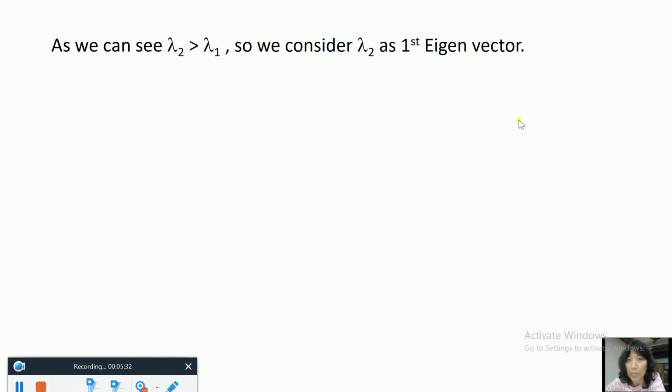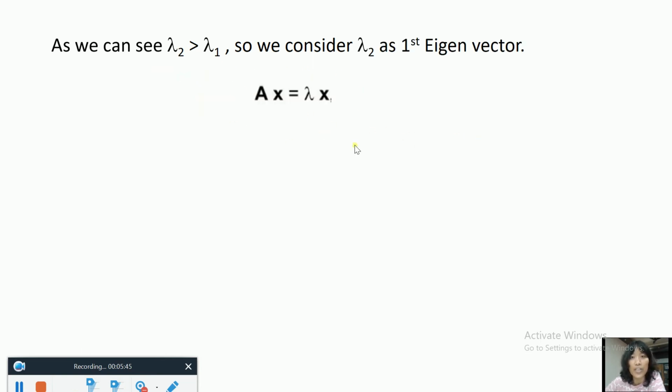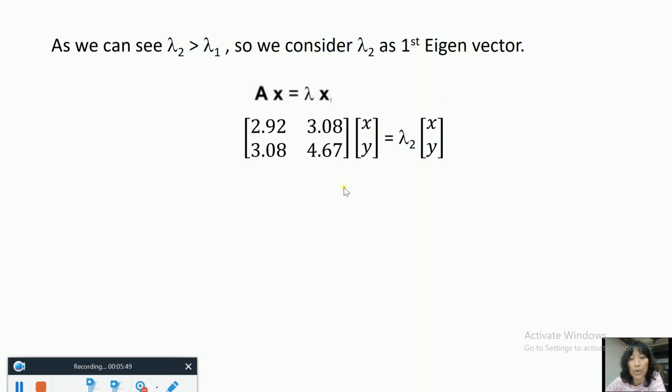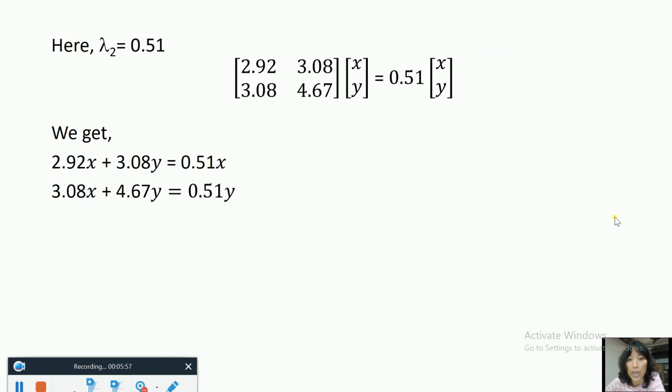So I get my first eigenvector. So I need to put this eigenvector into the formula. So lambda 2 is my first eigenvector, as lambda 1 would be my second eigenvector. So I need to put the values of lambda 2 over here. I kept lambda 2 in this place. Now I need to resolve this equation.